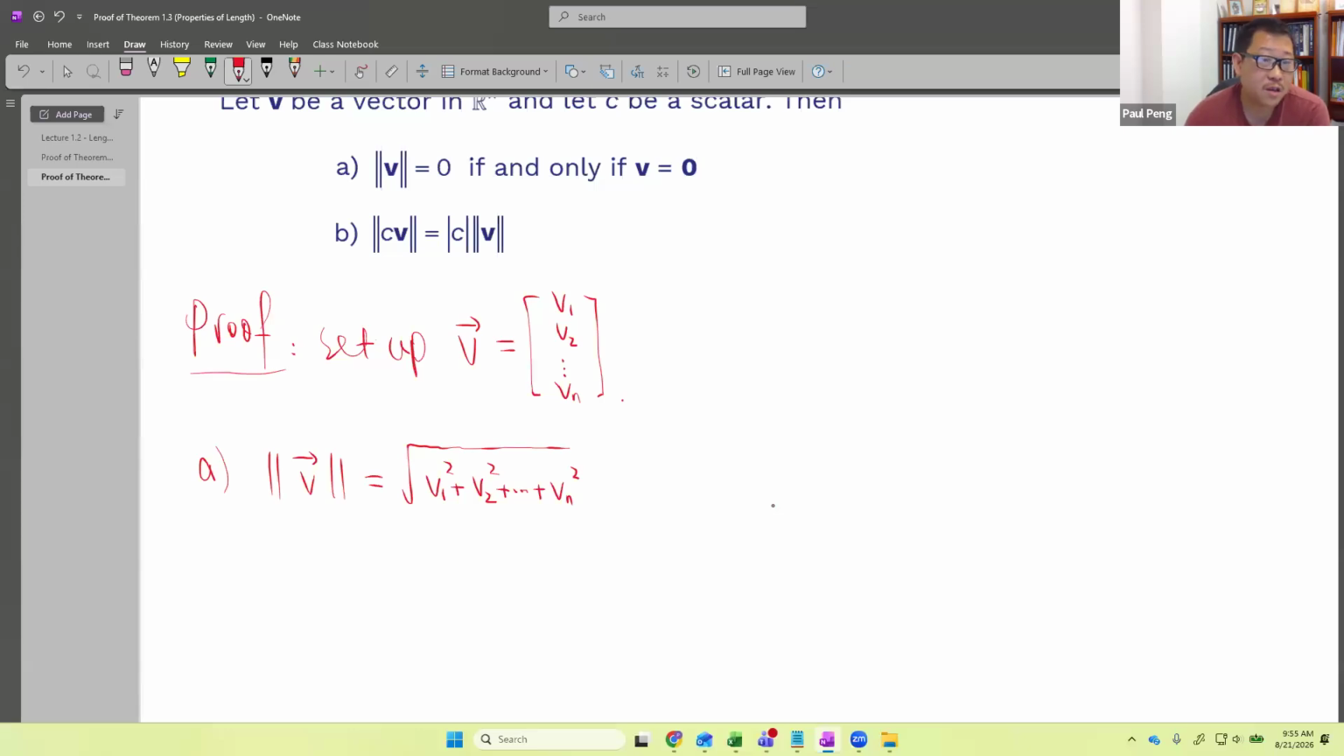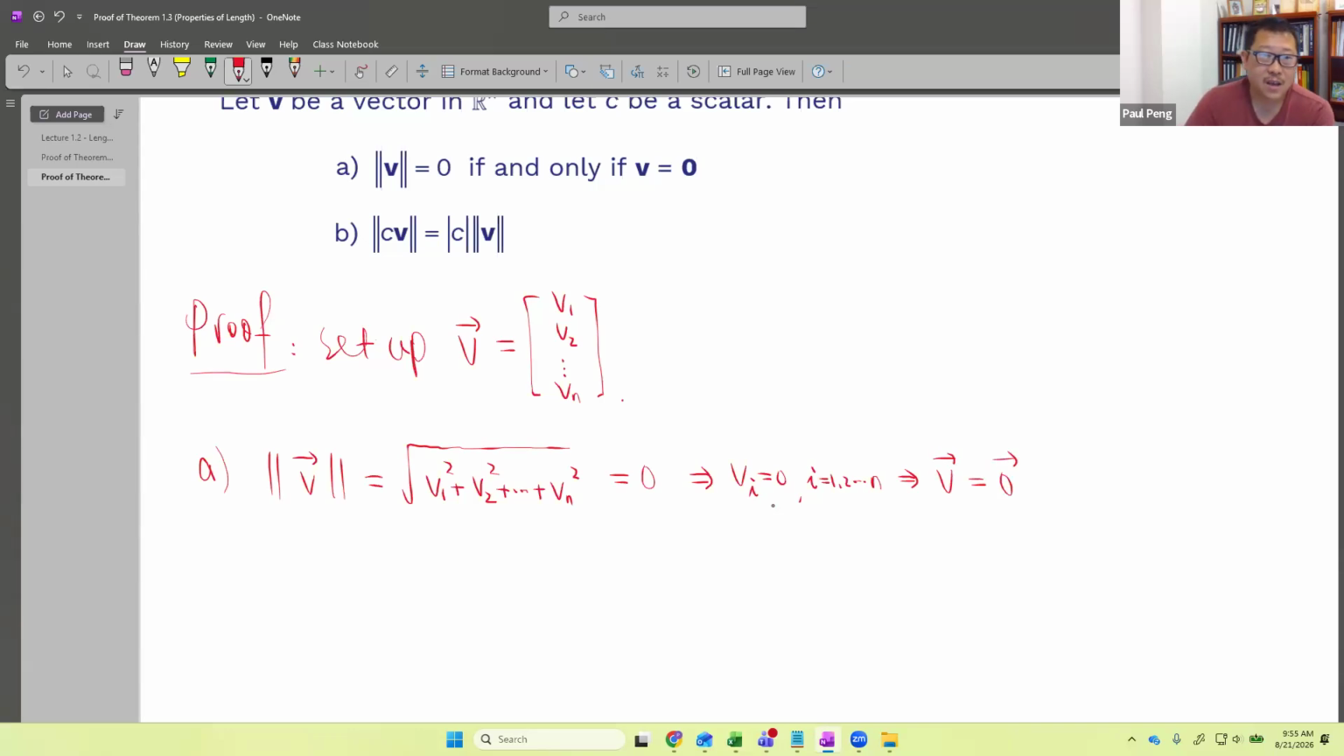Can you see if this equals 0, what we get? Everyone knows a square is non-negative. If vi is not 0, then its square should be positive. But now the sum is 0, so each term has to be 0. This means each vi is 0, for i from 1 to n. This means v is the 0 vector.